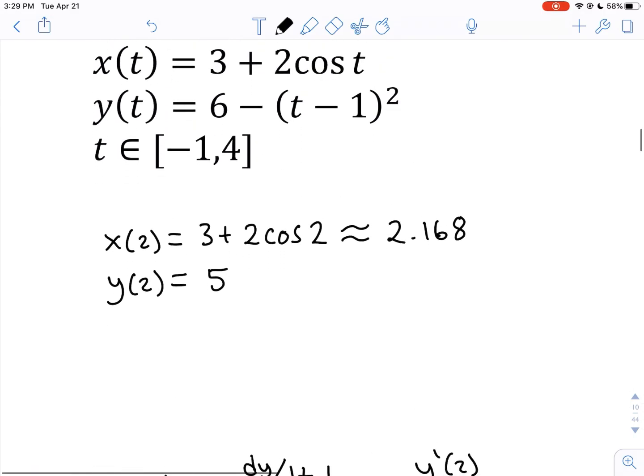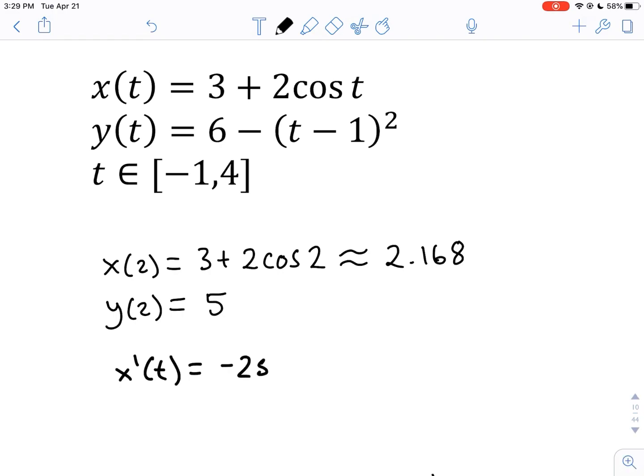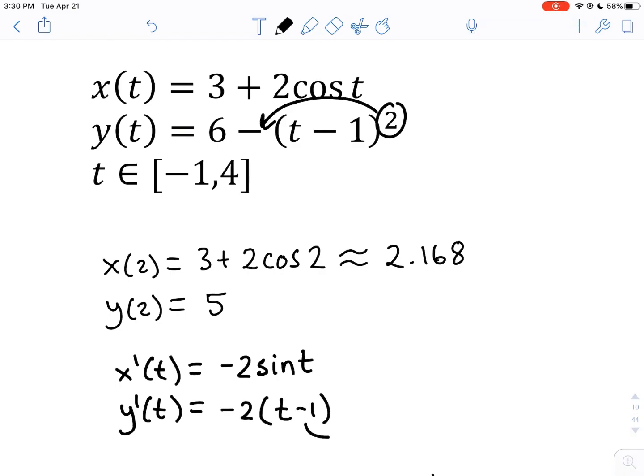So let's go ahead and find out what x prime and y prime are. X prime of t is -2 sine t, and y prime, the 6 will go away. This 2 here will drop down and multiply to that -1, so we have a -2 in front, a t minus 1, the new power is 1, and the chain rule outputs a 1. So we just get -2 times t minus 1.